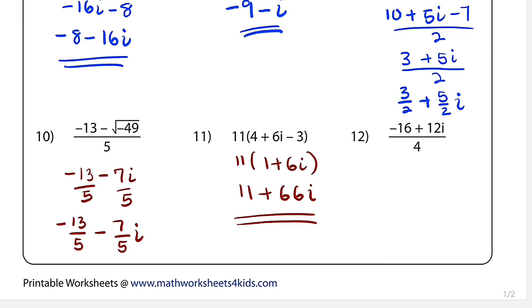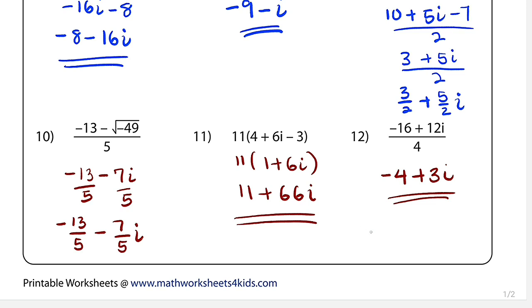And the last but not the least, we have negative 16 plus 12i all divided by 4. Both 16 and 12 can be divided by 4. So 16 divided by 4 is 4, but we have negative 16, remember. So this becomes negative 4, then plus 12 divided by 4 is 3. So we have 3i. This is now in standard form.